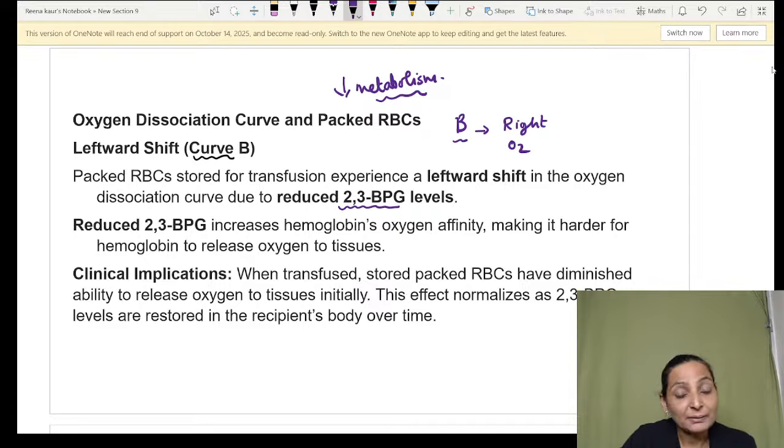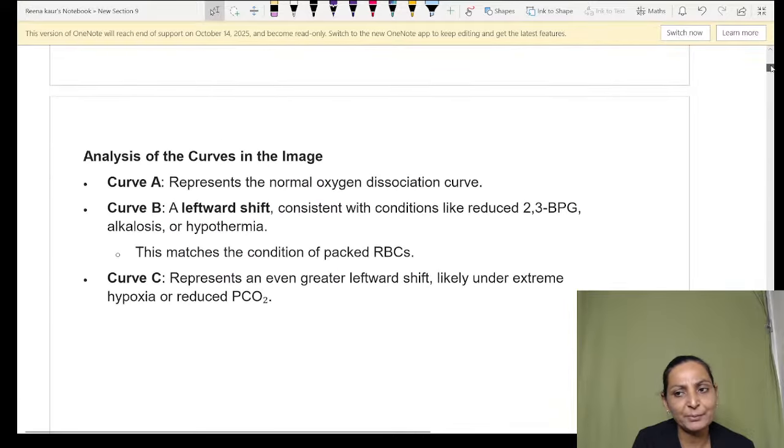But in that packed blood, when the metabolism is reduced, the 2,3 DPG levels will go down, and this is going to shift the hemoglobin curve to the left. That means making it harder for the hemoglobin to release oxygen. So when transfused, the stored RBCs have diminished levels of DPG initially, and this normalizes as the blood is transfused and goes into the patient's body. So it is not permanent, it is a temporary phenomenon.